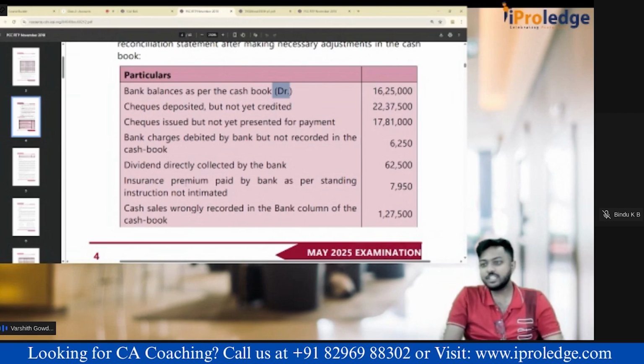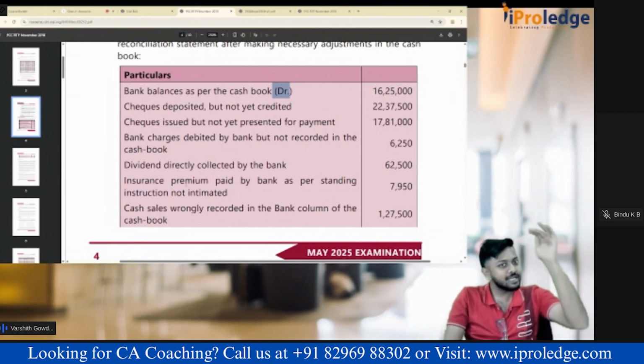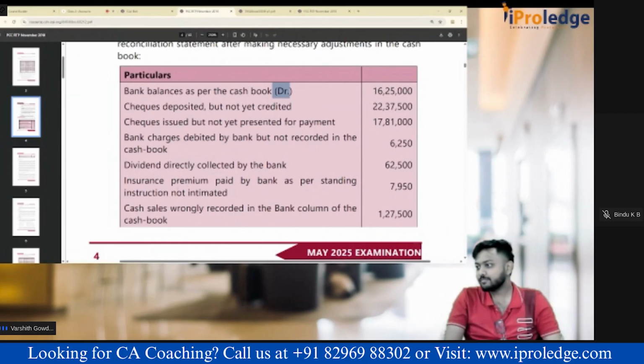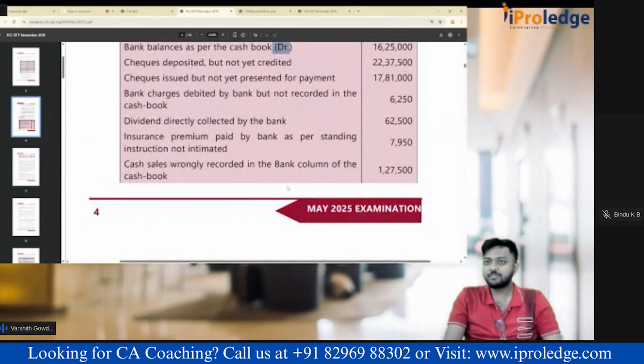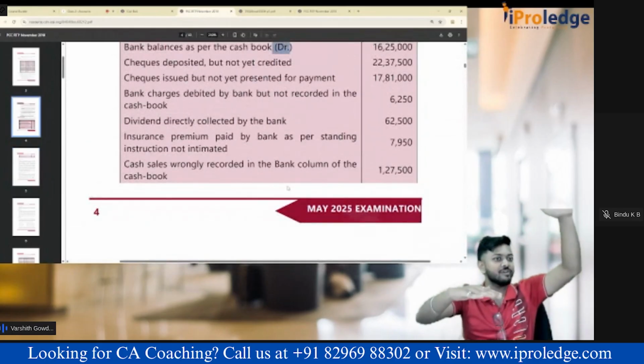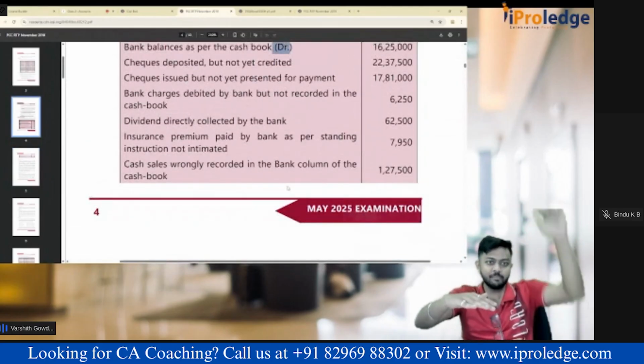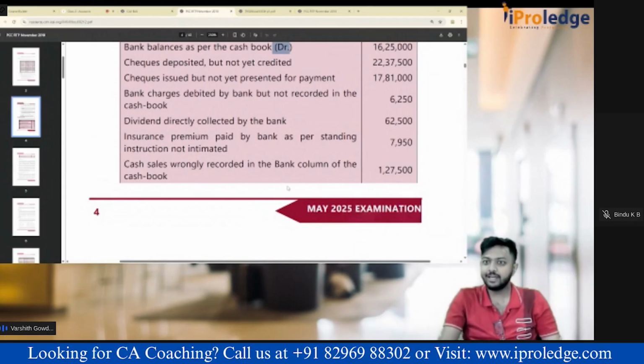Next, insurance premium directly paid. So you will subtract. So it will come on the credit side of the cash book. Then cash sales wrongly recorded in the bank column of the cash book. Here your cash book is more, passbook is less. We are doing the balance from the cash book and subtract. So it will come on the credit side.